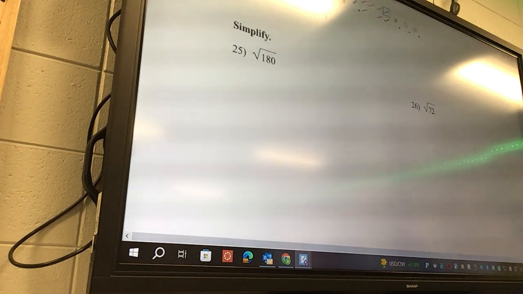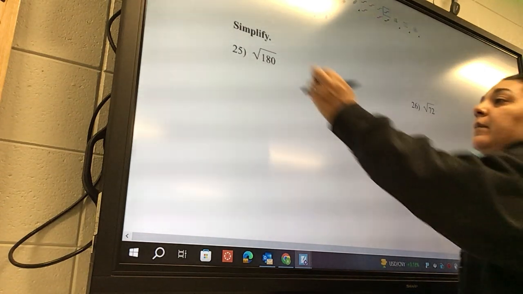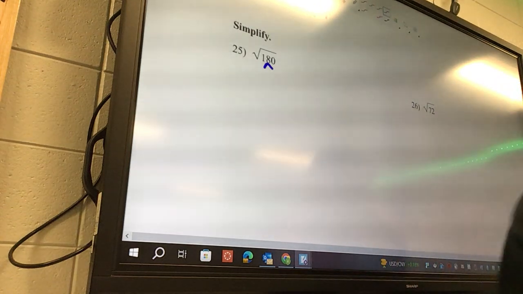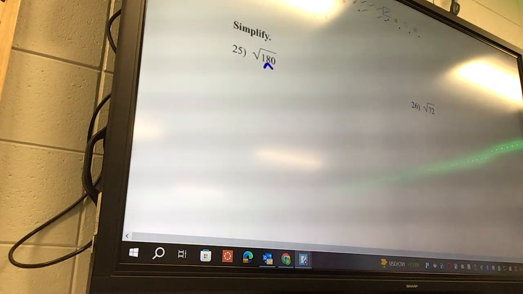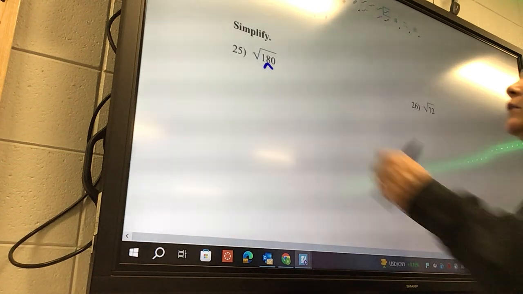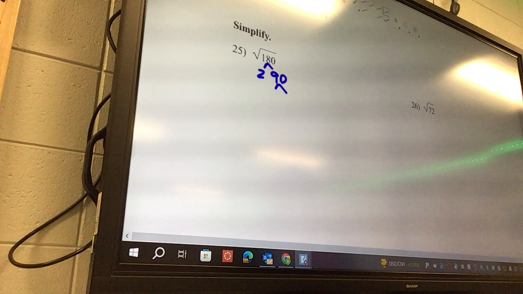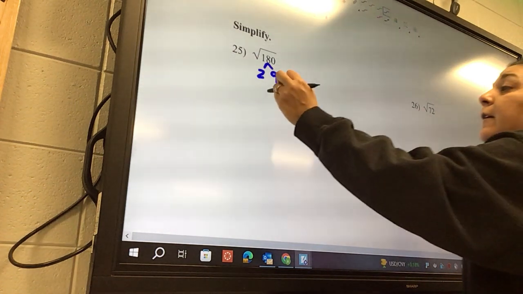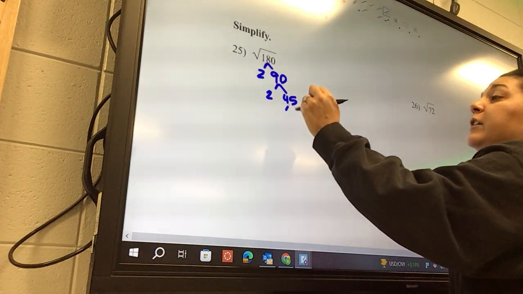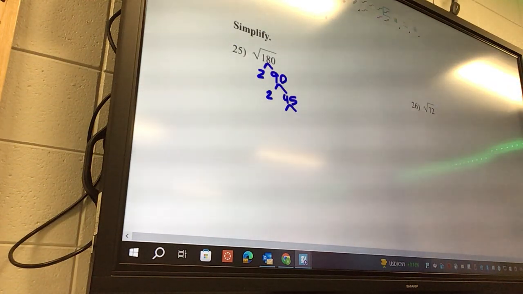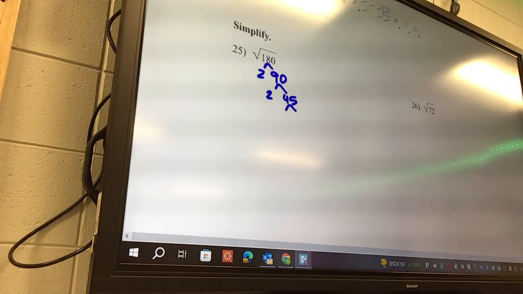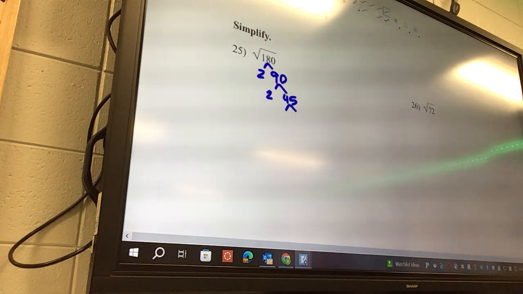Okay, so 180, does 2 go in? If you don't remember, we could say 180 divided by 2. Does that work? Yes. 2 and what? 2 and 90. Okay, and then we check the 90. 90 divided by 2 is 45. 45 divided by 2, it doesn't work. How do you know it doesn't work? It gives you a fraction. We need a whole number.